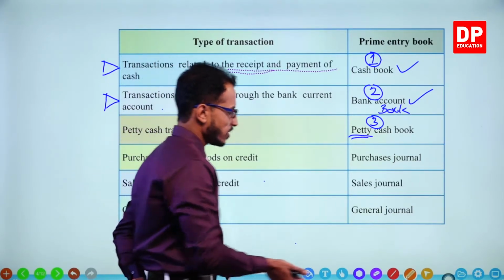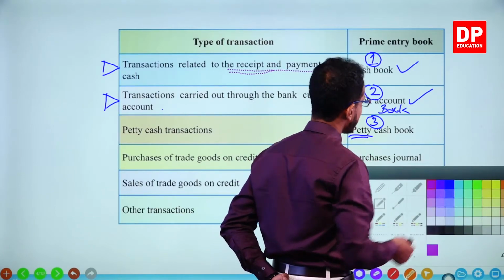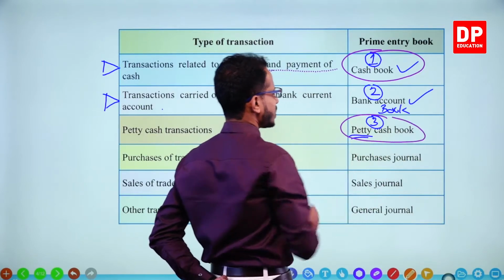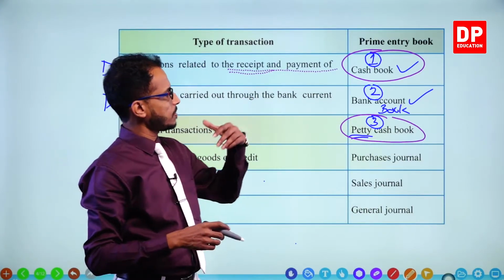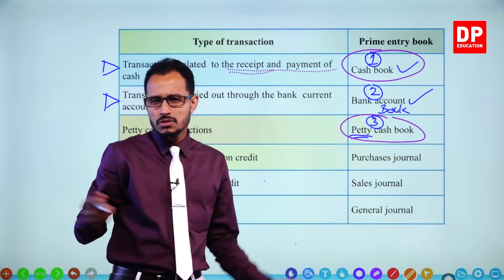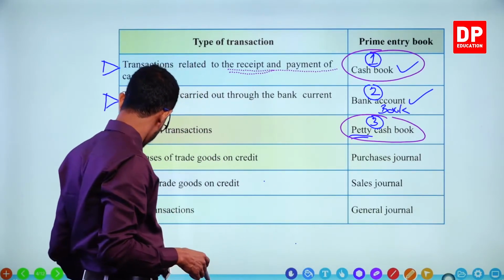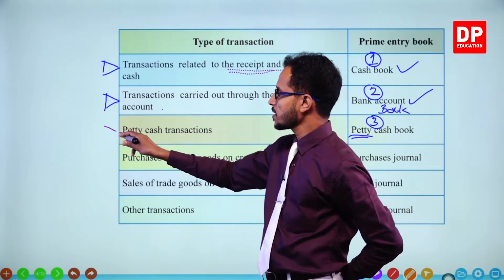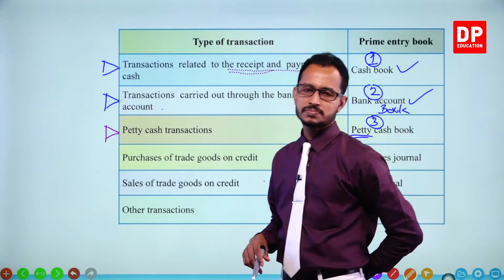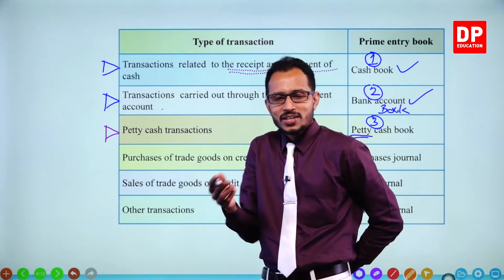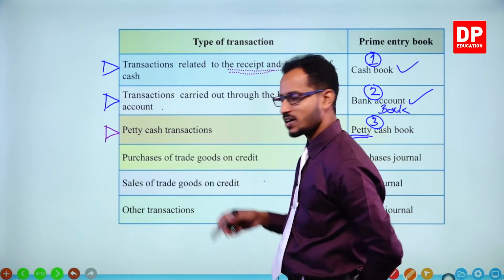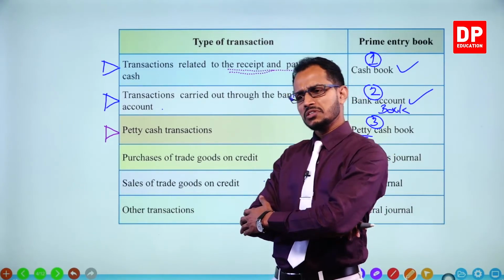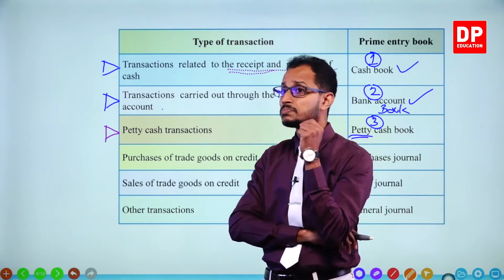Well, there is a cash book, and we already learned that all the cash transactions are recorded in the cash book. What is the necessity, the need of another cash book? And that is named as petty cash book. What is that? It says here, petty cash transactions. So what are recorded in the petty cash book? Petty cash transactions. And you wonder, what are petty cash transactions?